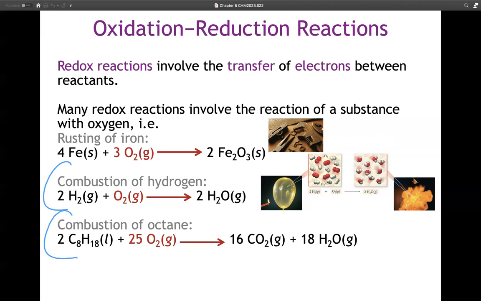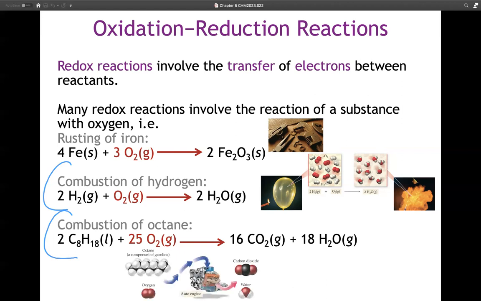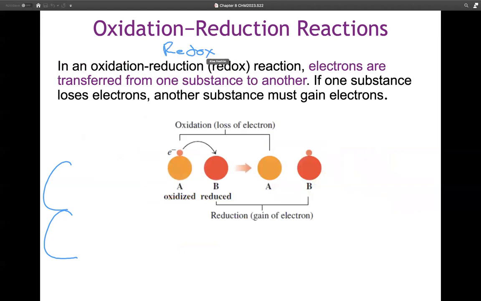All right. Rusting of iron is one example. We have iron, it reacts with oxygen, then it forms iron oxide. Or when hydrogen gas reacts with oxygen to form water vapor. There's also the combustion of octane. Okay, so they're all involving the transfer of electrons. So we call them oxidation-reduction reactions or redox reactions.